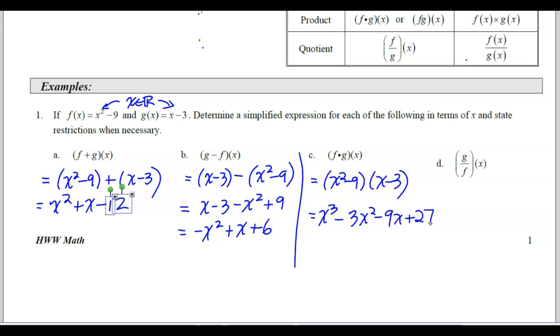You leave it in simplified form. You'd only factor it if they asked you to, or if you had to graph it or something like that, maybe. And then division, so that's going to be x minus 3 over x squared minus 9. Now, simplify that, right? So remember back to math 10, you're simplifying the rational, you want to factor everything that you can.